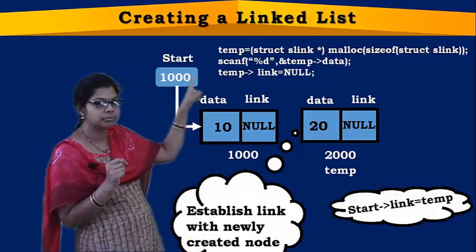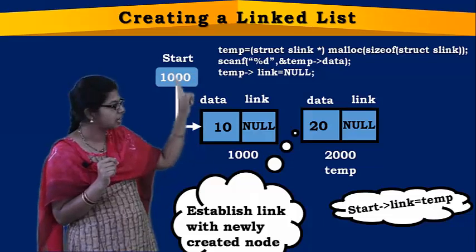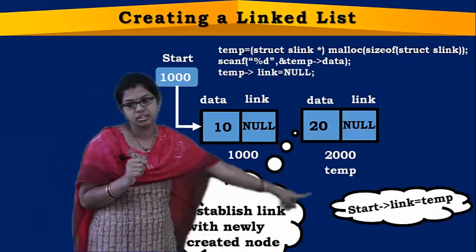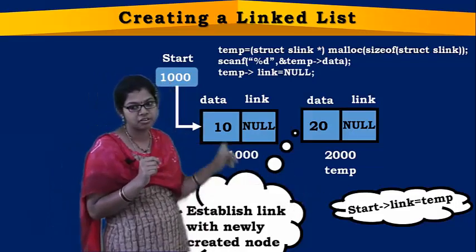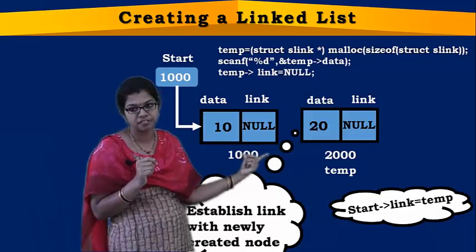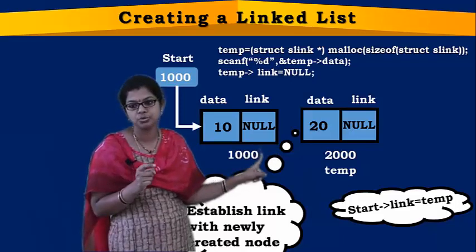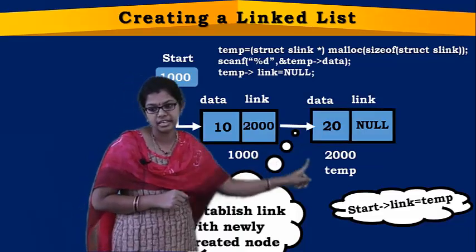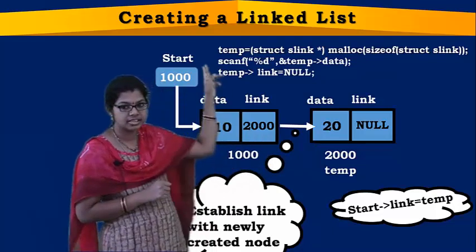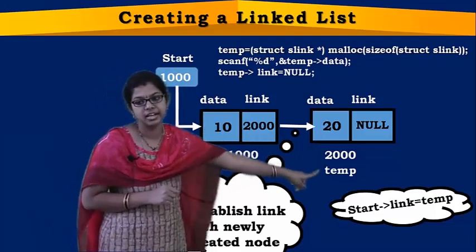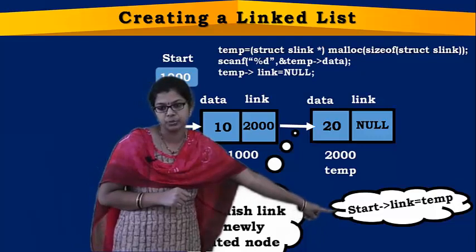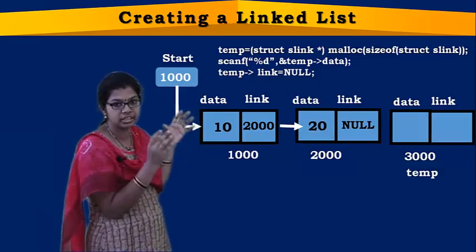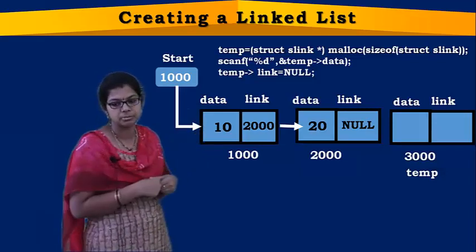The first node is pointed to by the start pointer, right? So start of link should be 2000, should be temp. So start of link equals temp means in the place of null you will have 2000 here. In the place of null you will get 2000 and the link is formed in this way. So there is a link from the first node to the next node by using start of link equals temp. So like this, the newly created node has been established with a link.